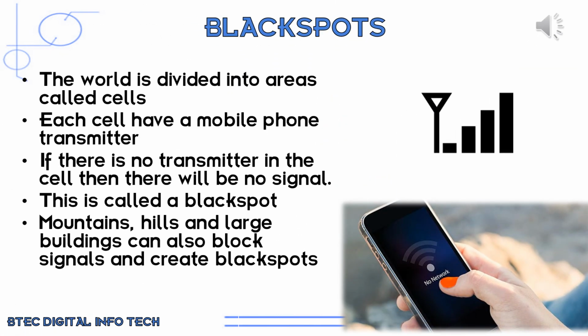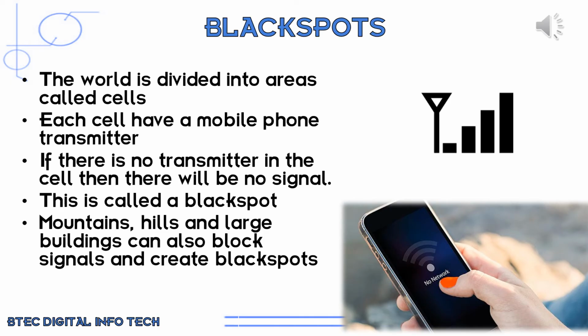So with the mobile networks, black spots are something that can crop up because the whole world is basically divided into areas called cells. And each one of those cells should, in theory, have a mobile phone transmitter. But obviously some of them won't have them. The reason for that, it could just be it's so far away from anywhere that it's just too far to put up a cell tower.